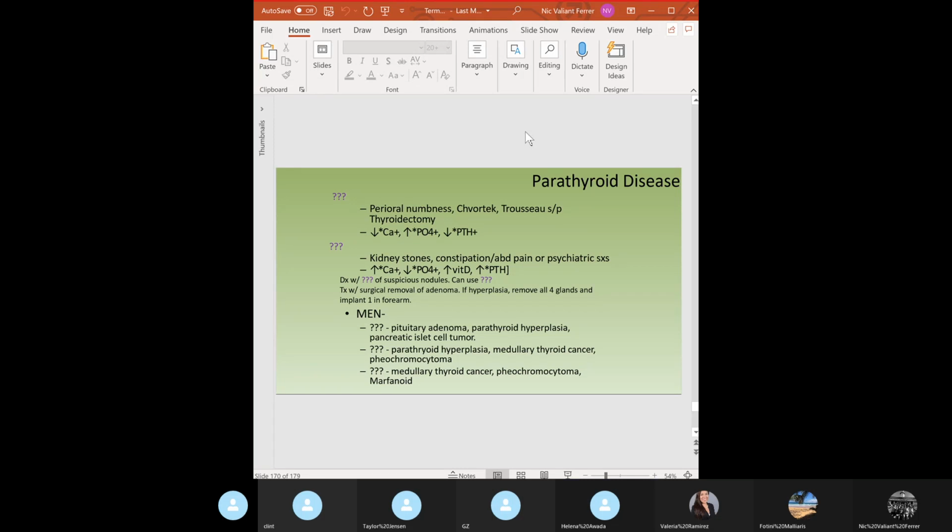Okay, other etiologies aside from adenoma. So you have adenoma, you have carcinoma, which is less than 1%, and you have hyperplasia, right? What are the signs and symptoms of primary hyperparathyroidism, hypercalcemia? So stones, bones, groans, and psychiatric overtones. So you have kidney stones, bone pain, what else? Muscle pain, depression, other symptoms, right?